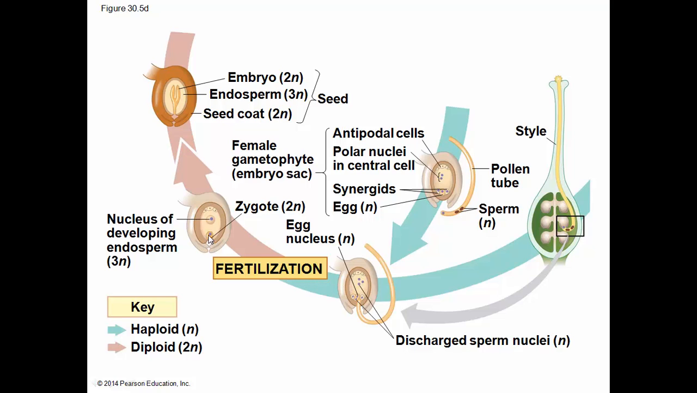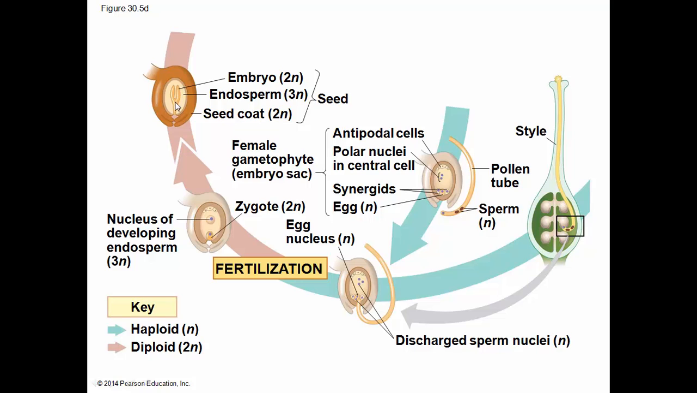Okay, the fertilized egg is now a zygote. The fertilized endosperm is now the nucleus of the developing endosperm. So it's almost like its own organism here, but it produces the nutritious material that's necessary for the seed to germinate. Okay, here's the embryo of the zygote. It grows into its form.